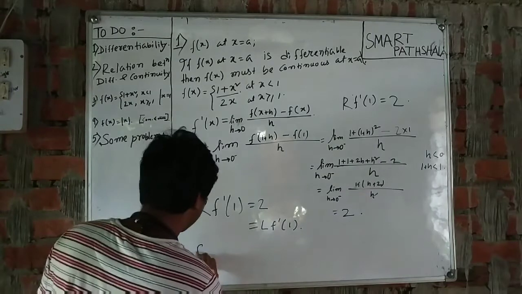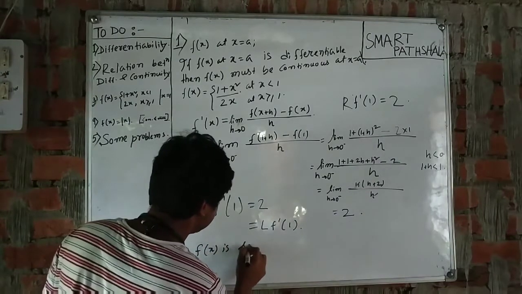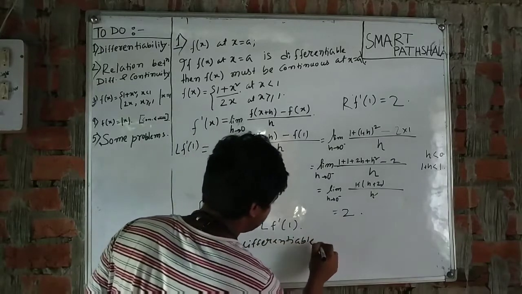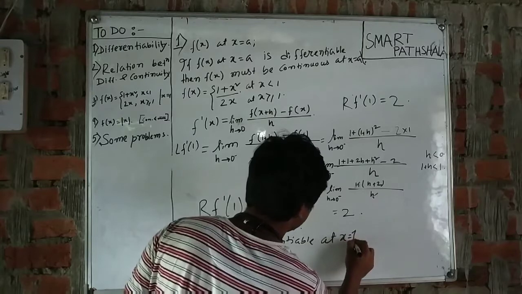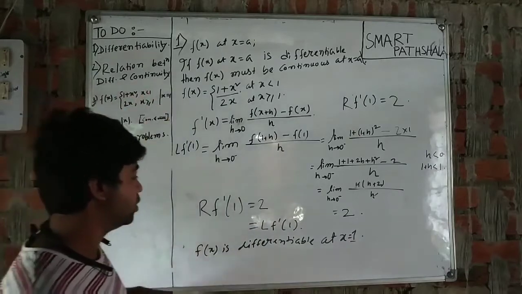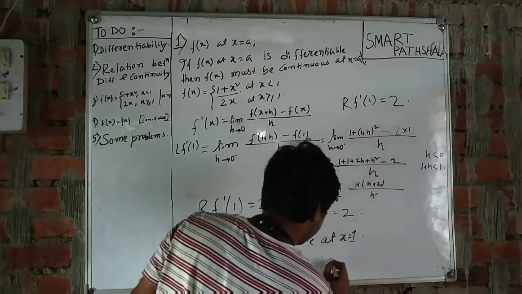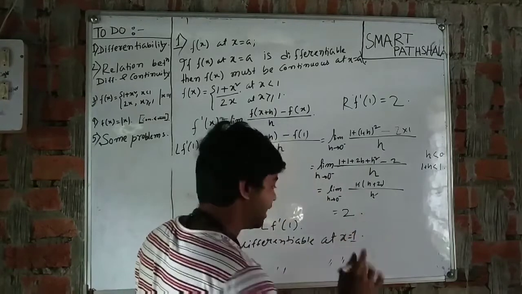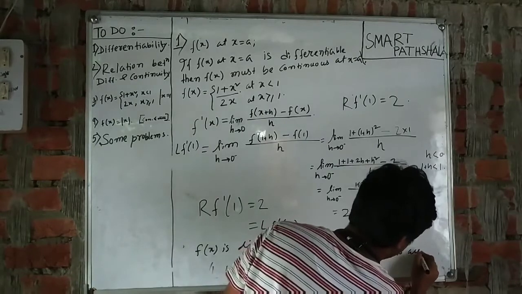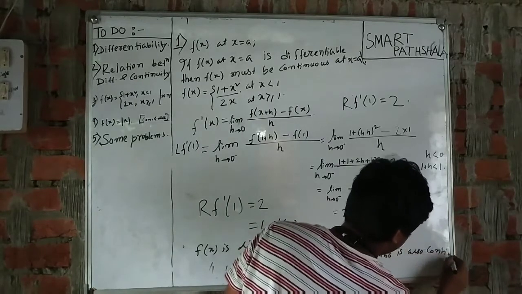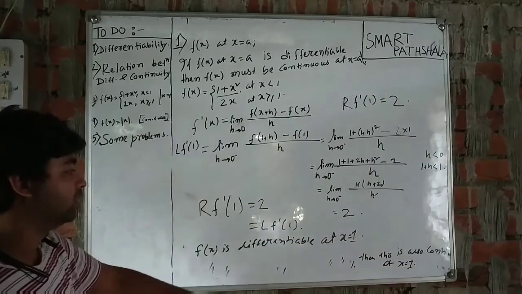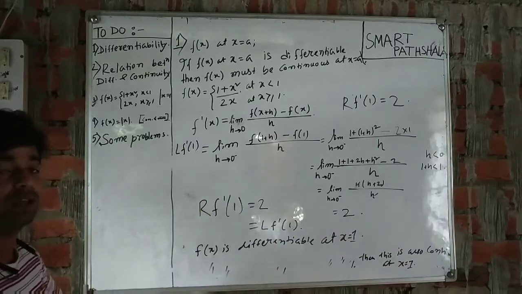So the function f of x is differentiable at x is equal to 1. Now, according to a relation between differentiability and continuity, if the function is differentiable at x is equal to 1, then this is also continuous at x is equal to 1. Now let's prove that f of x is also continuous at x is equal to 1.